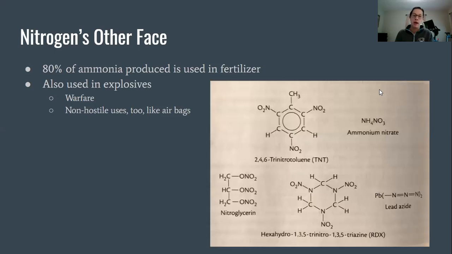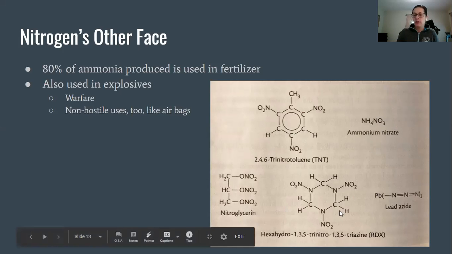Nitrogen is used for other things as well. About 80% of ammonia is produced in order to use in fertilizer, but nitrogen is also used in explosives like warfare and even explosives like in airbags. So you have TNT, you've got nitroglycerin, but you also have lead azide, which is what's in airbags.